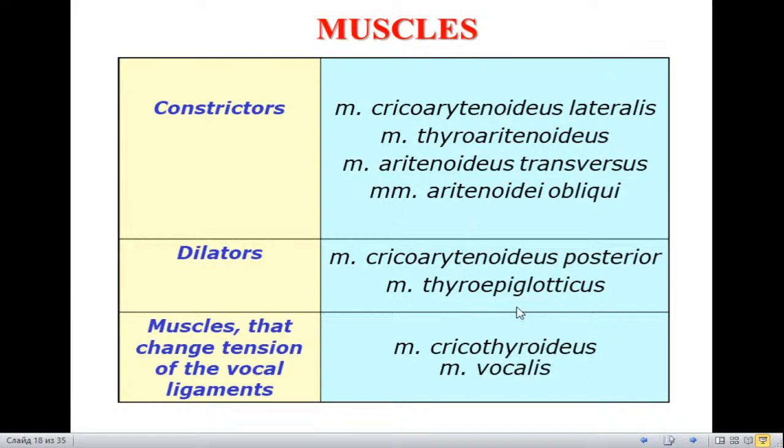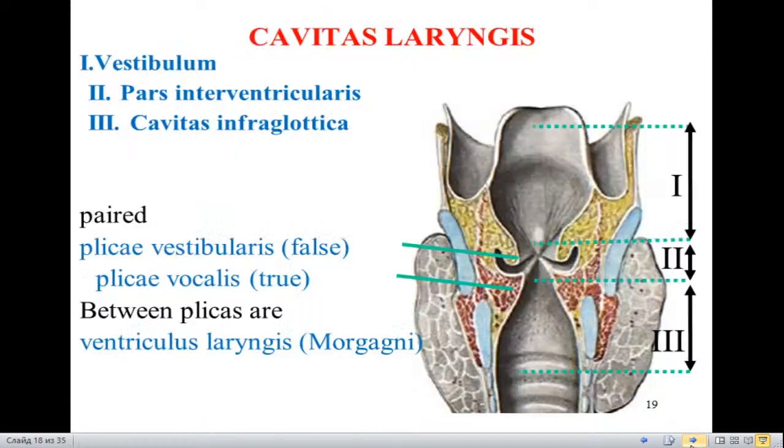So from these names you can see that most of these muscles are responsible for changing the position of the arytenoid cartilage. When we make a cross section of the larynx, we will see the vestibule, interventricular part, and infraglottic cavity. So first, second, and third region.